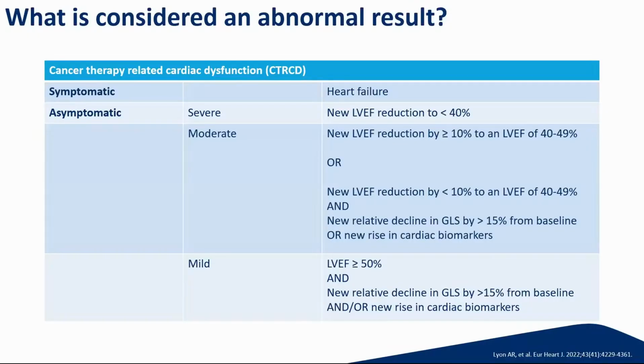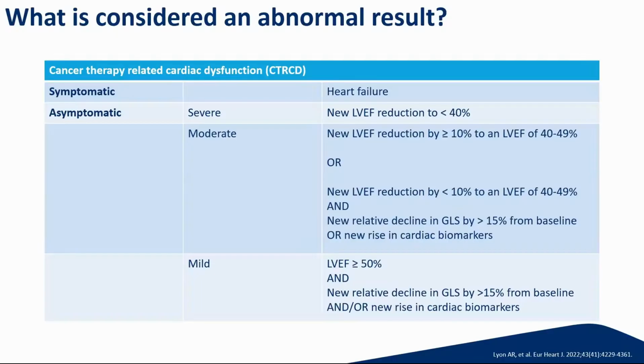Again, there were plenty of definitions before these guidelines, but it's good to have a standardized guideline that we can always go back to for definitions. The first question in your mind is, is this patient symptomatic or asymptomatic? Most of the time your patients will be asymptomatic, as it's a lot more common. If they're symptomatic from heart failure, treat them accordingly. If they're asymptomatic, the question is, is it severe, moderate, or mild? It uses different criteria of LV-EF reduction, as well as some form of strain, as well as cardiac biomarkers.